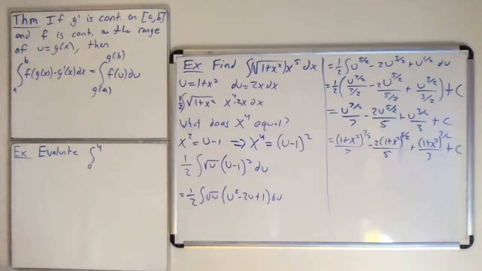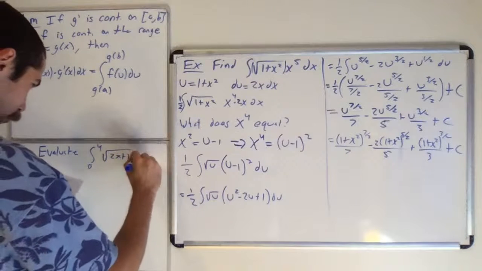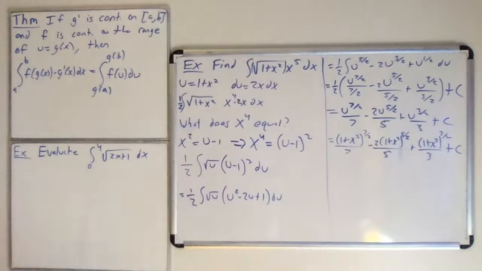Evaluate the integral from 0 to 4 of 2x plus 1 dx. Okay, so in the chat, I want to see what are you going to use as u, what is your new lower bound, and what is your new upper bound?